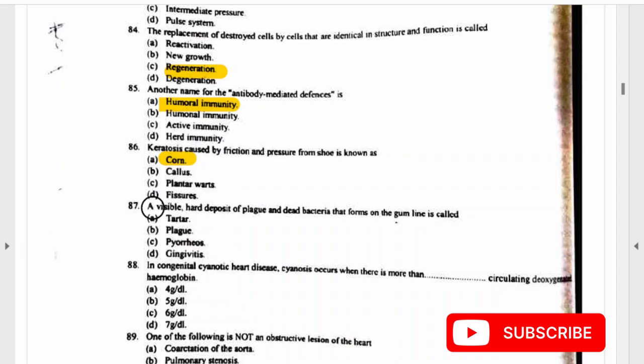So 87. A visible hard deposit of plaque and dead material that forms on the gum line is called what? You can tell me quickly without thinking twice. It is called tartar. Okay, let me highlight it very well. Tartar is also known as dental callus, and it is a hardened dental plaque that forms on the gum line. So that's what you should know about it. Let's go to the next question. Question 88.